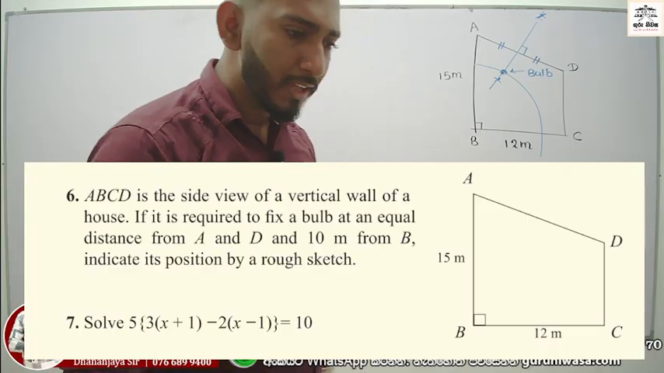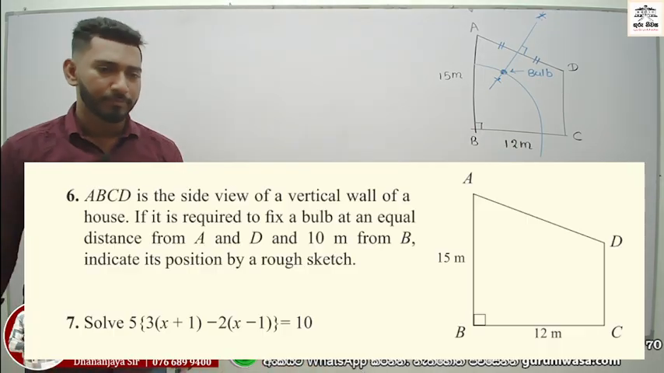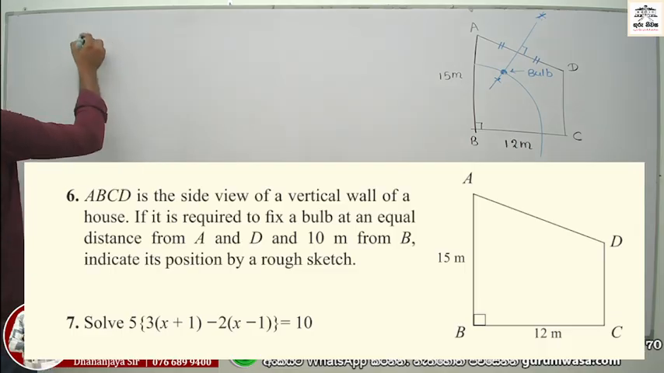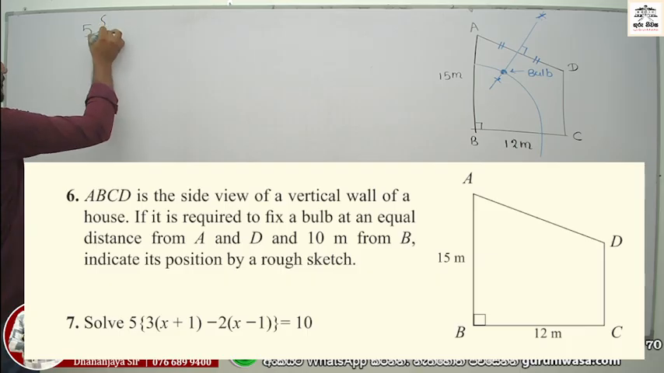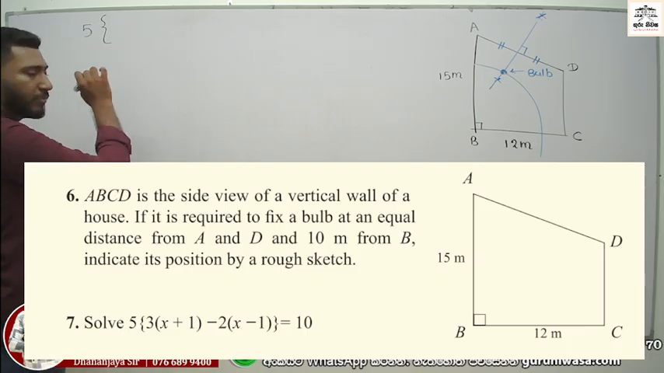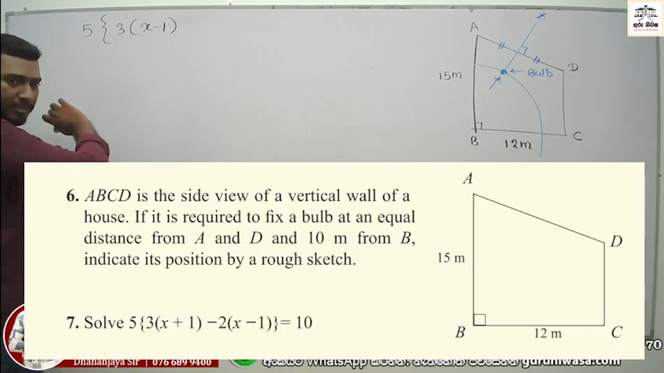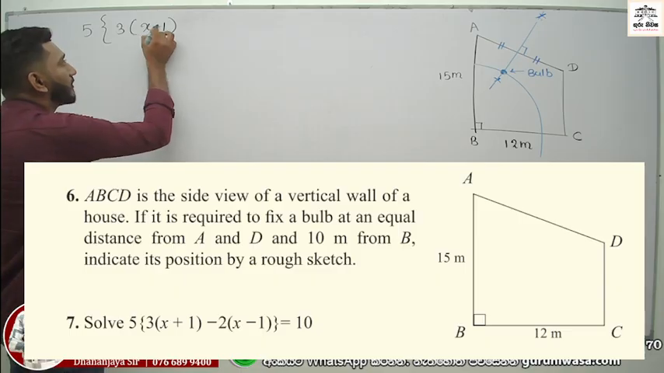Right. Now, solve. There is an equation, let's see. 5 times curly brackets, and we did the 3 types of brackets: parentheses, curly brackets, square brackets, right?